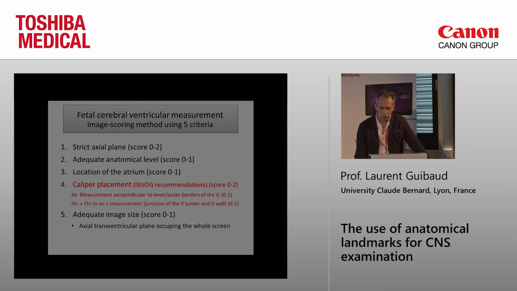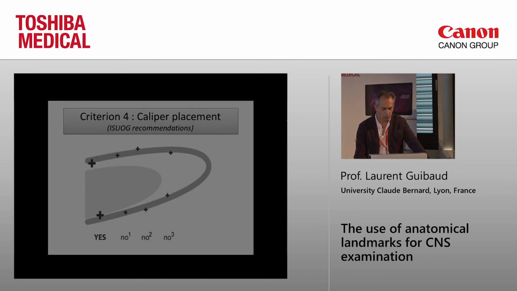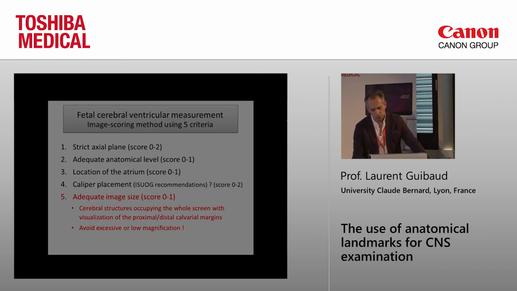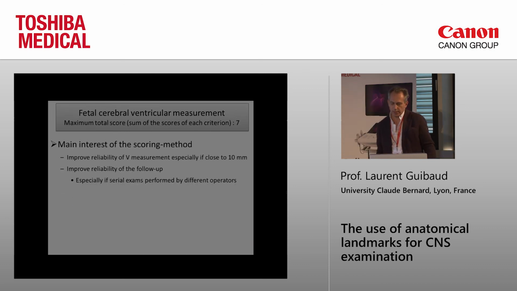So, how to measure and how to place the calipers? You know it's on-to-on, orthogonal to the ventricular wall, and you should have a good magnification to see the proximal and distal calvarium margins, and you should avoid excessive or low magnification. The main interest is to improve your reliability for measurements which are close to 10 millimeters, and improve also the reliability of the follow-up, especially if serial examination was performed by different operators.